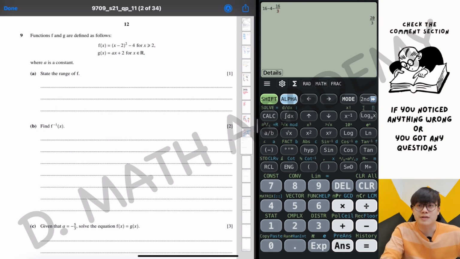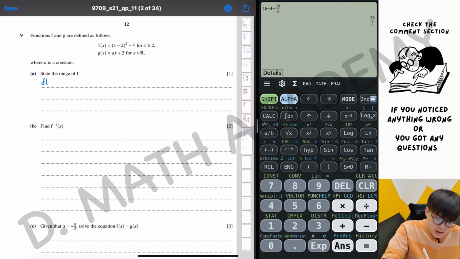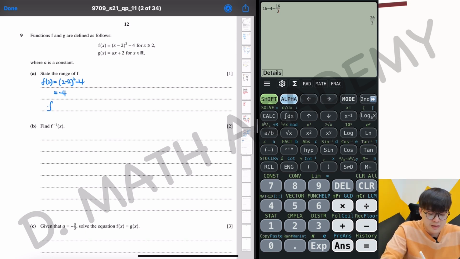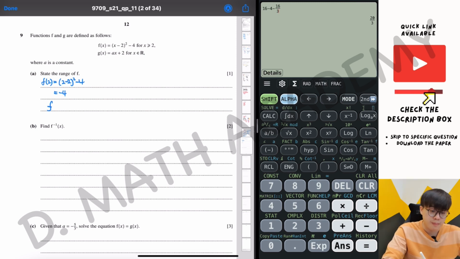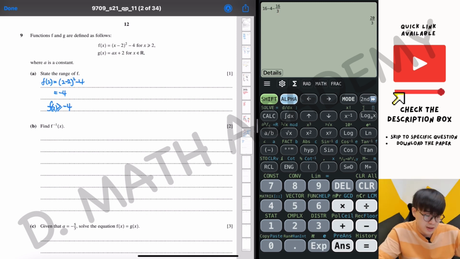So question 9 here, they mentioned that x must be specifically more than or equal to 2. So when I substitute this 2 into the calculation, you will get your result as -4. So what this indicates is that for our f here, it will always be more than or equal to -4. So that's how you trace the results here. Okay, when they give you specific figures, the best way to do it is just to substitute it in.